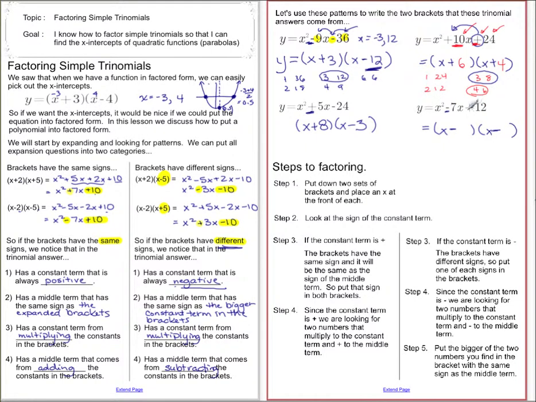So multiply to 12 and add to 7. So multiply to 12. Let's deal with that first. 1 and 12, 2 and 6, 3 and 4. Those are the only things that multiply to 12. And 3 and 4 are the ones that add to 7. So I'm going to put the 3 here and the 4 here.